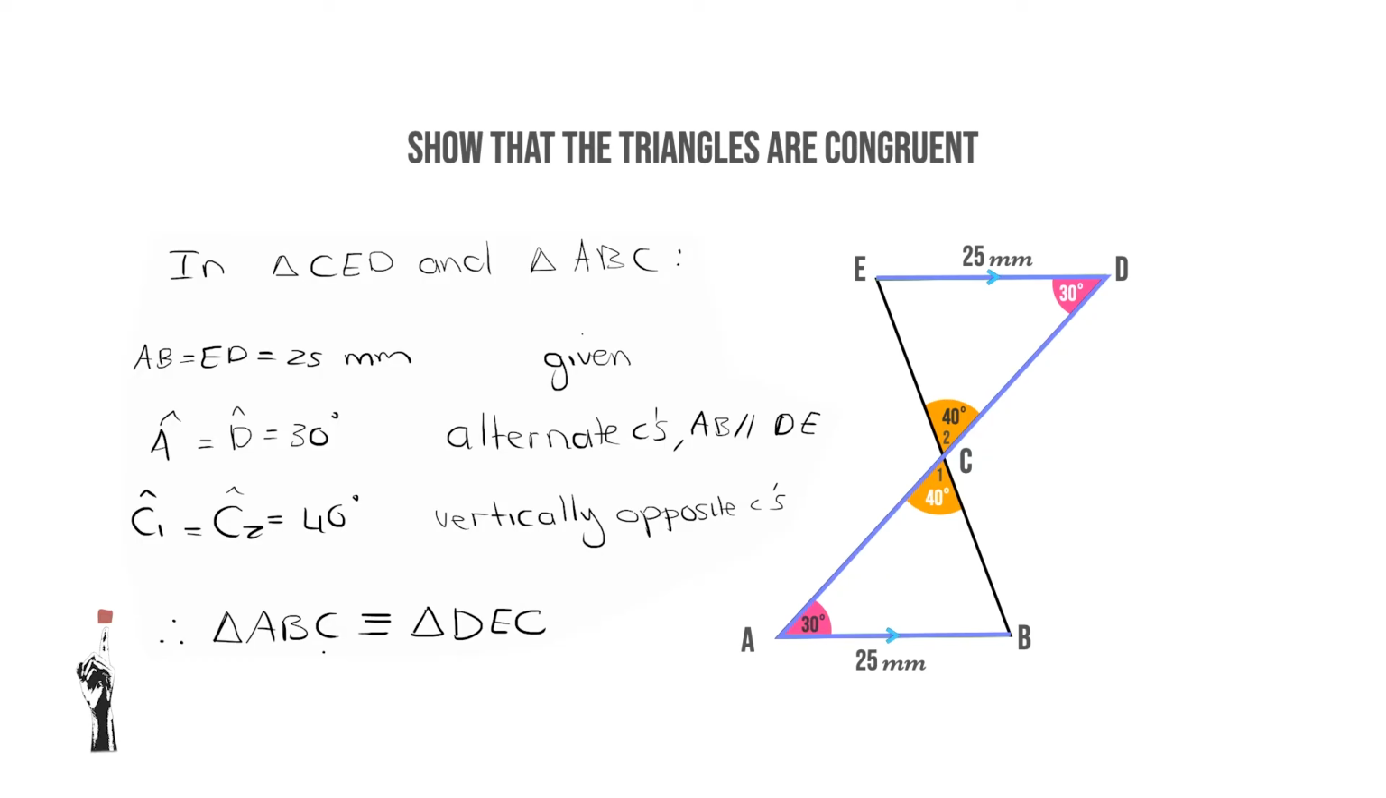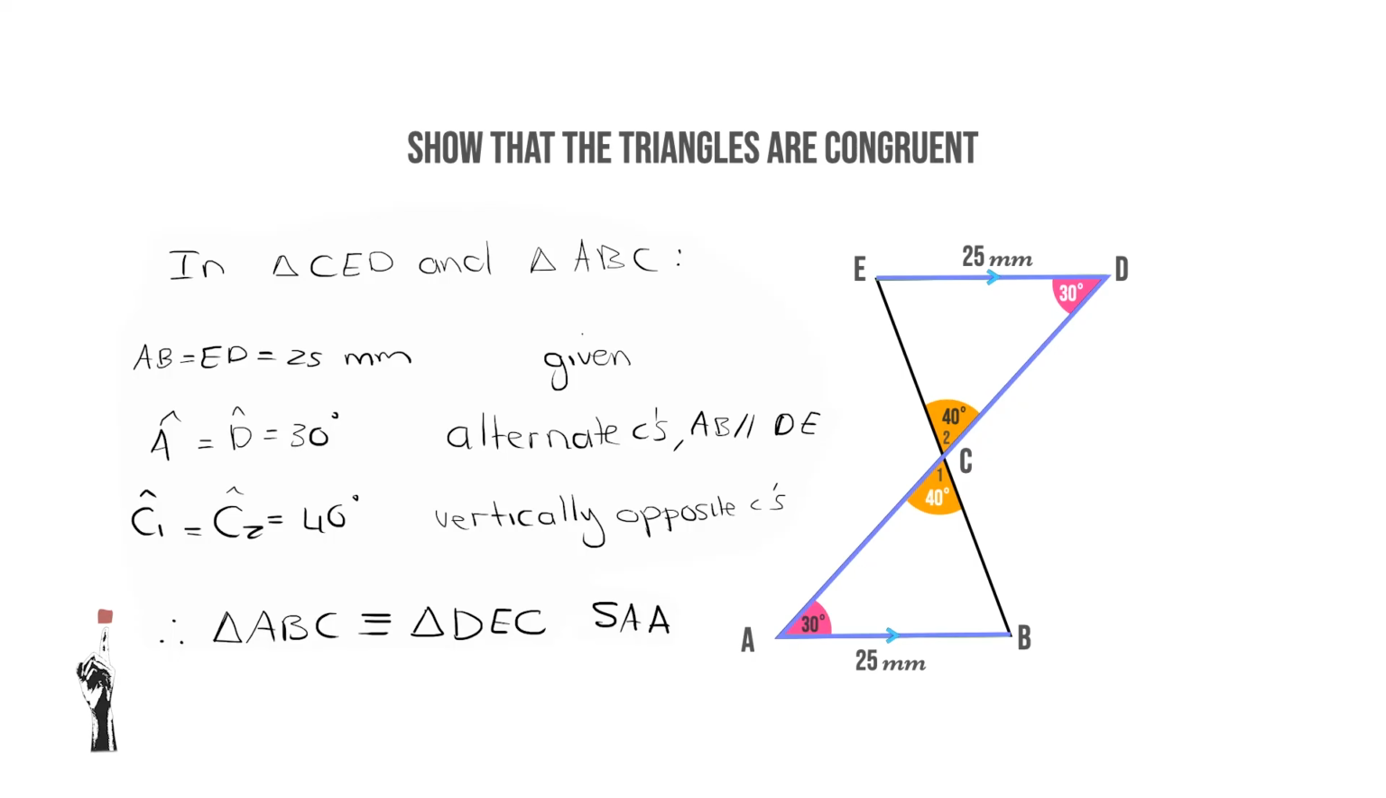So I can test myself to see, is it true that AB is the same length as DE, which it is. I can also see that angle A is the same size as angle D, and angle C is the same size as angle C. So my order definitely is correct. Now I need to give a reason for my congruence, and my reason is side, angle, angle.